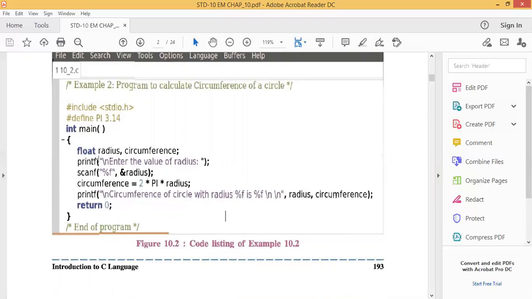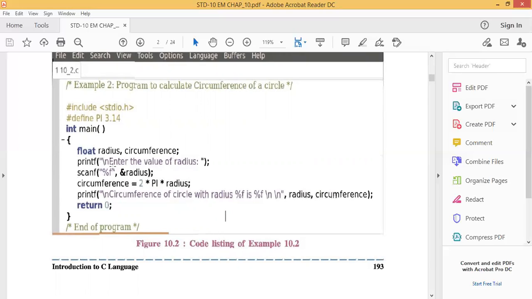Here we want to write a program to calculate the circumference of a circle. What is the formula for it? 2 pi r. 2 pi r, not pi r square. Enter the value of radius. printf, what will we print? Enter the value of radius. Then the user will enter the value of radius. scanf means it will take the value from the user.